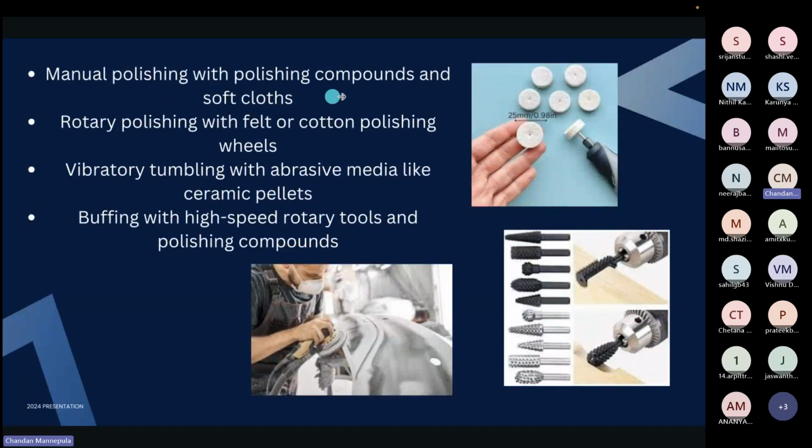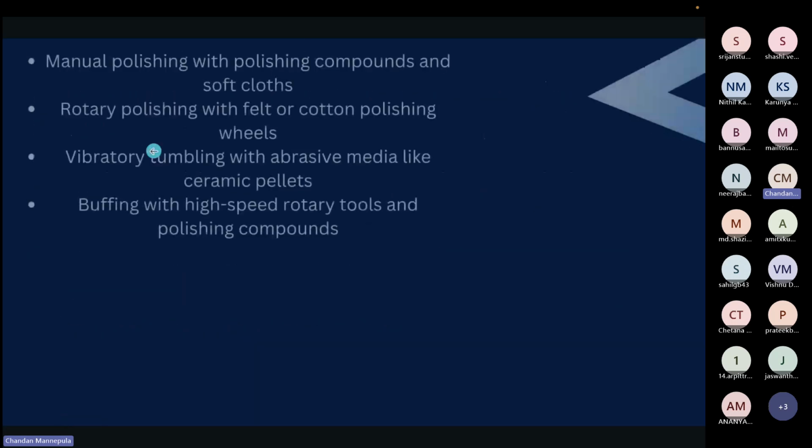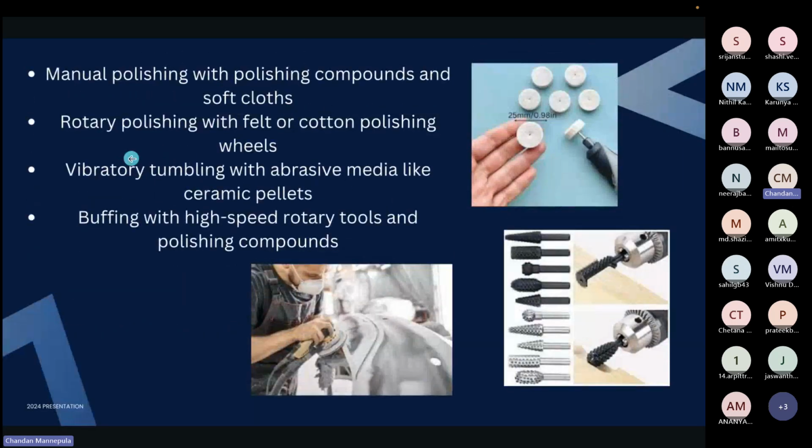Polishing methods include manual polishing with polishing compounds and soft cloths, and rotary polishing with felt or cotton. This method of rotary polishing is generally used for shoe polishing. You guys have seen in shopping malls there will be a person with shoe polishing machines that have this rotary motion, yes or no? Yes. That same technology is used to polish these objects.